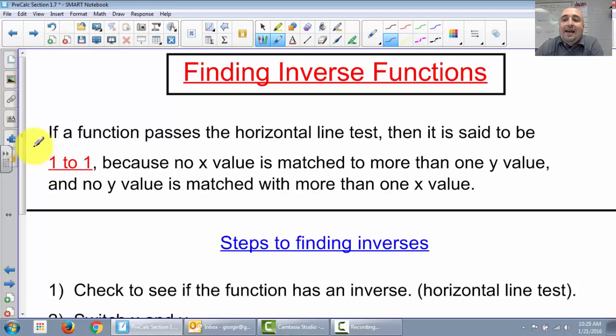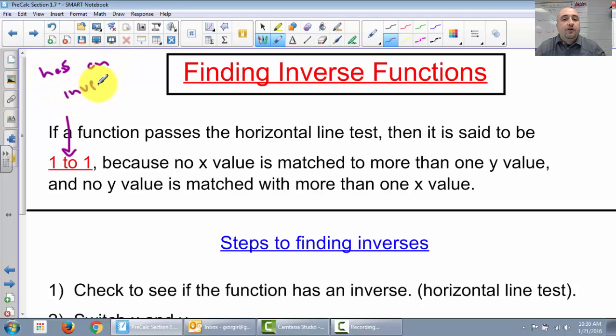Now we have to be able to find inverse functions. If a function passes the horizontal line test, then it is said to be one-to-one. That means that no x values match to more than one y value and no y values match to more than one x value. We don't need to really worry about this too much. Basically, if it's one-to-one, it has an inverse.